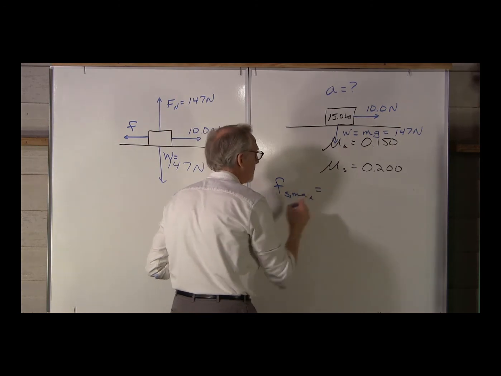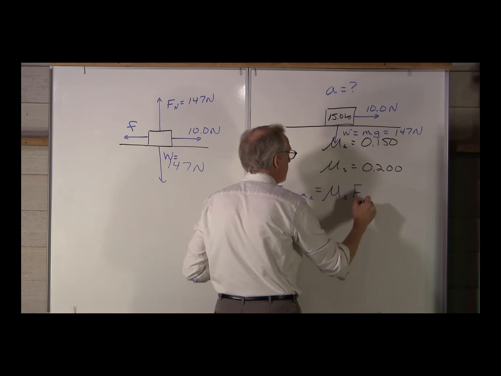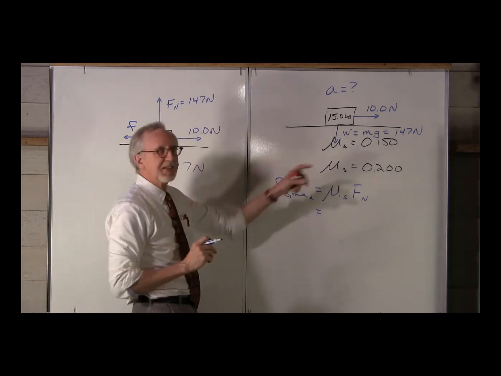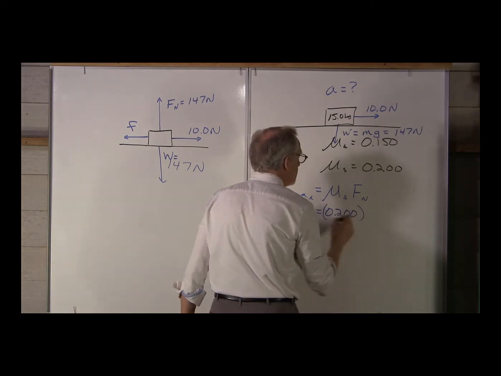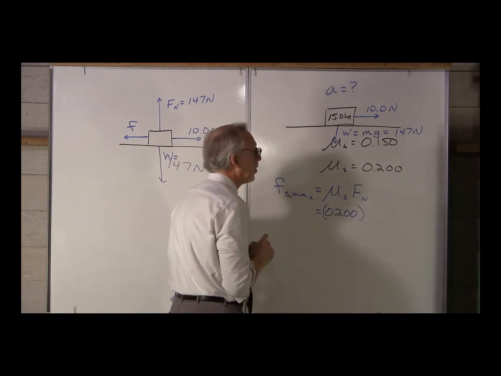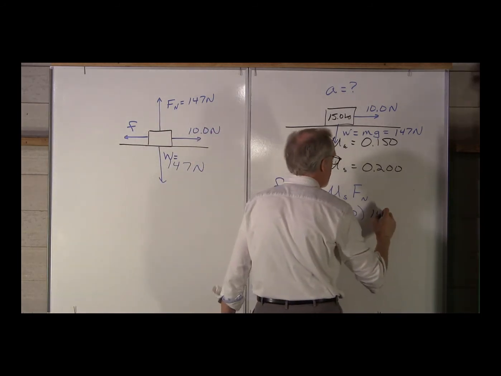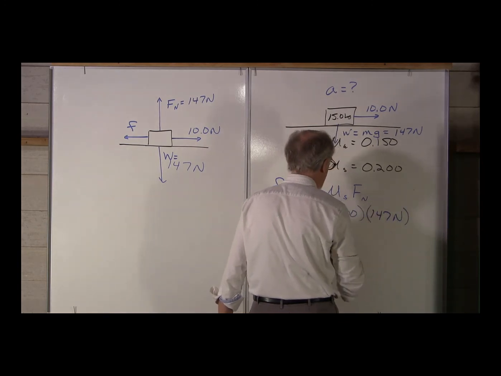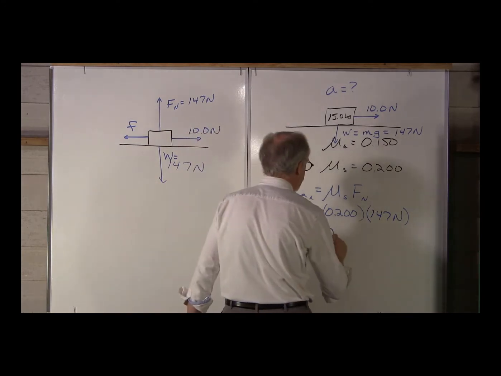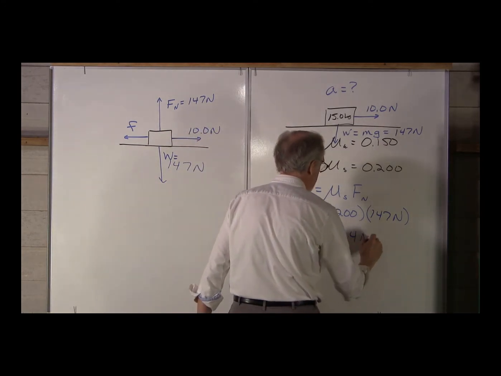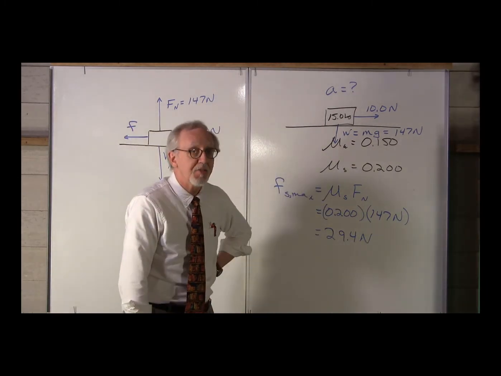What is Fs max? Remember, Fs max is mu s times the normal force. Mu s in this case is 0.200. So 0.200 times the normal force. Well, the normal force we already figured out is 147 newtons, so 0.200 times 147 newtons. We multiply that out, and what do we get? We get 29.4 newtons. 29.4.